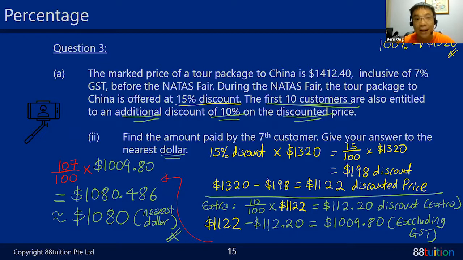All right, so now let's move on to question 3B. Very fast on this one, 1 minute. Let's go.